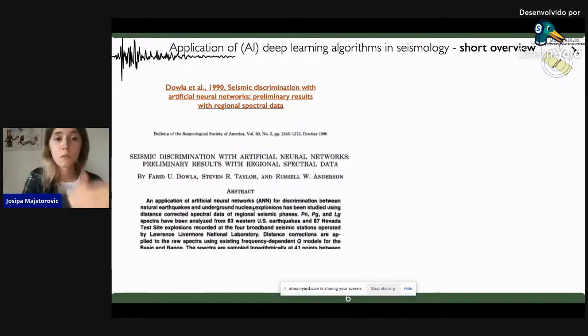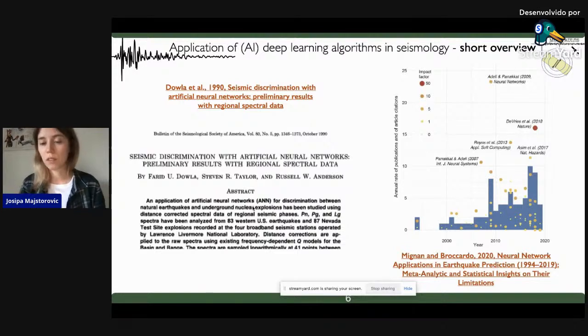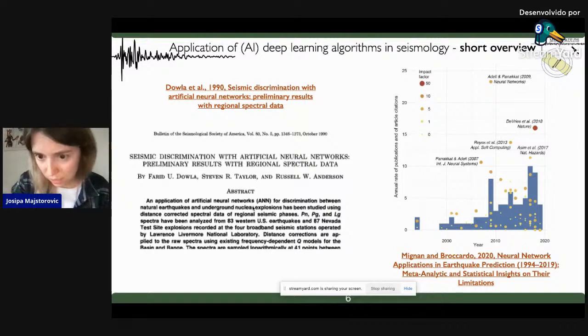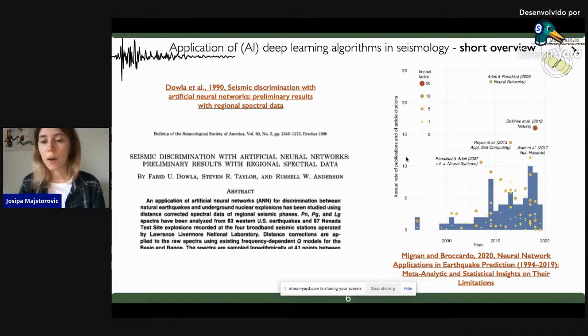And from this year on, there have been many things happening. Here I'm showing you a graph where on the x-axis you have years, and on the y-axis you have the annual rate of publications on the topic of earthquake prediction, so using neural networks for earthquake prediction. You can see how, as the years pass, there is more and more interest in artificial intelligence applied in seismology.